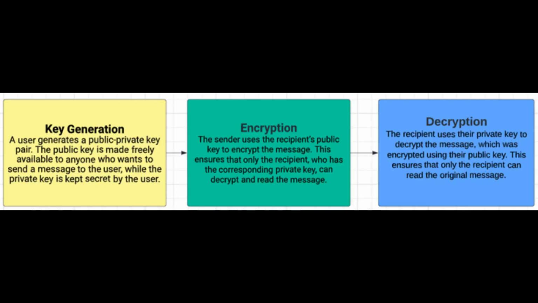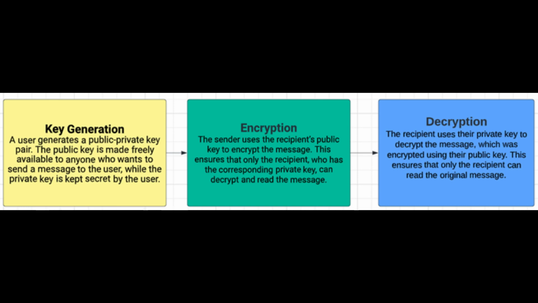Asymmetric encryption involves three key steps. Firstly, a user generates a pair of keys, a public key and a private key. The public key is shared freely with anyone who wants to send a message to the user, whilst the private key is kept secret. Secondly, the sender encrypts their message using the recipient's public key.